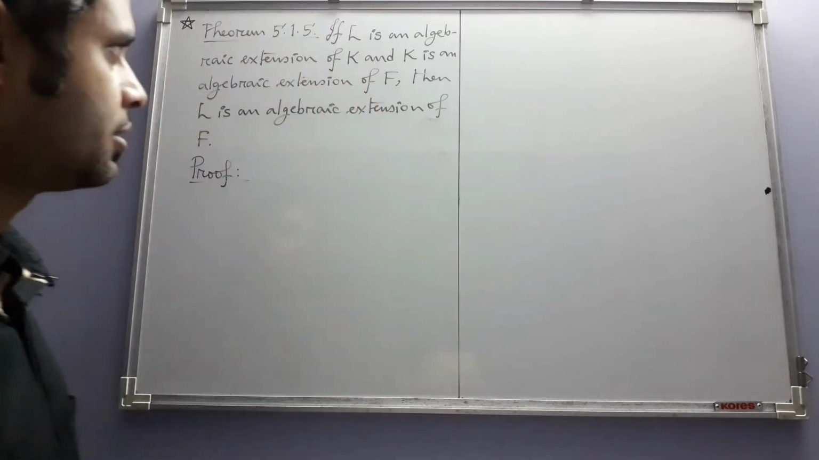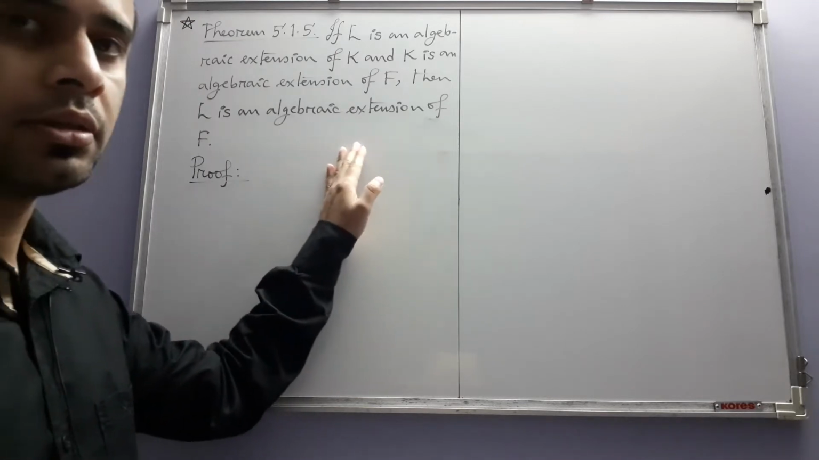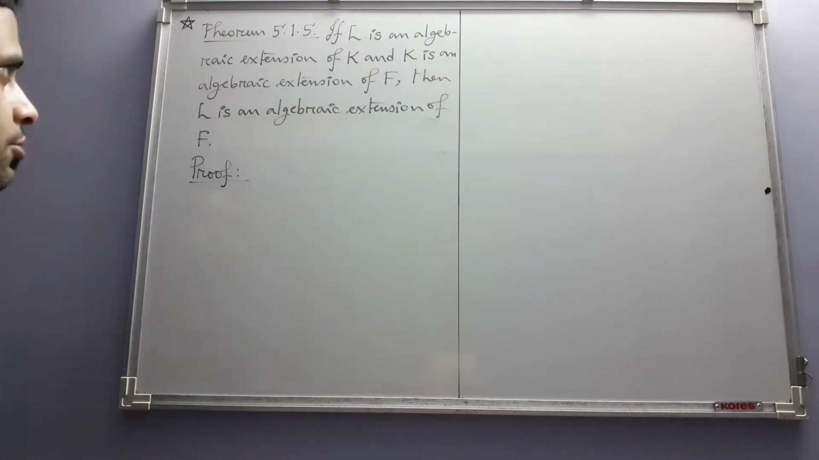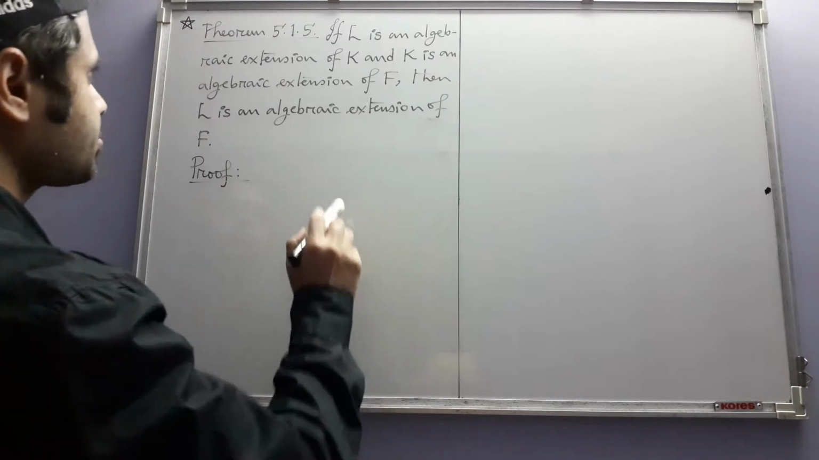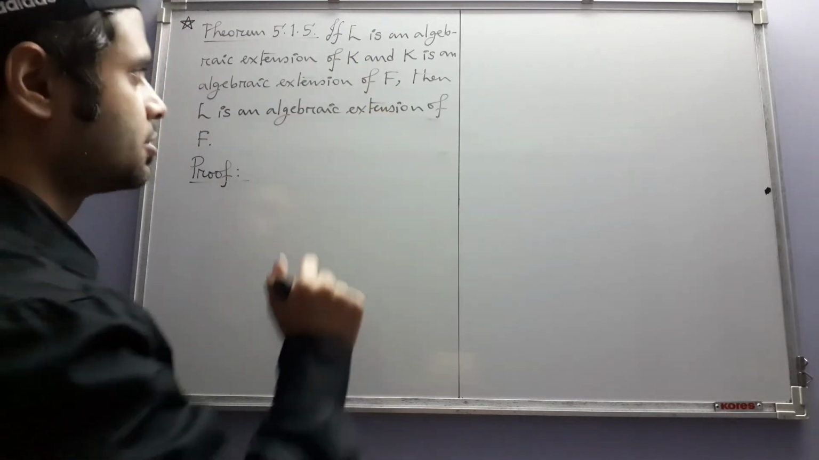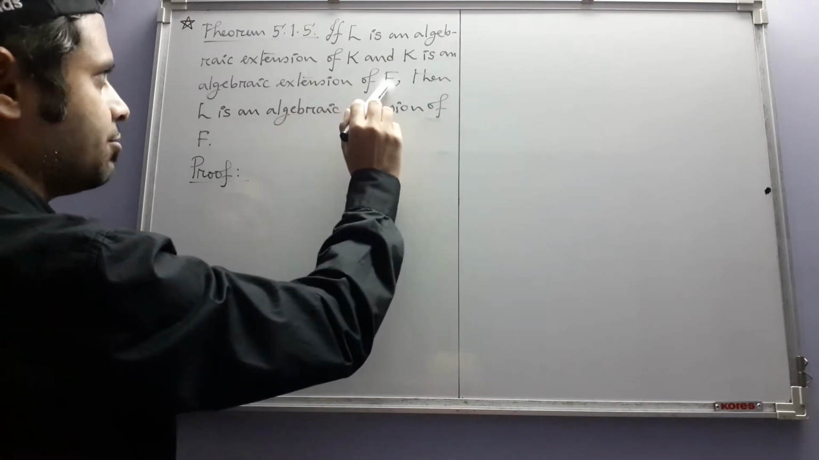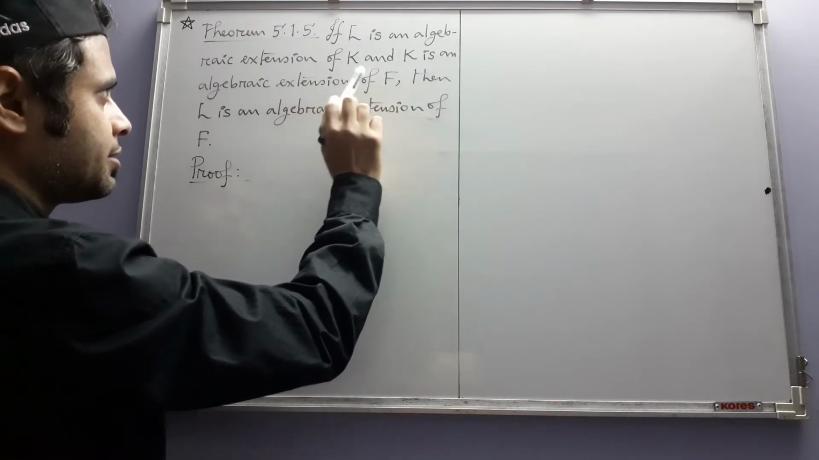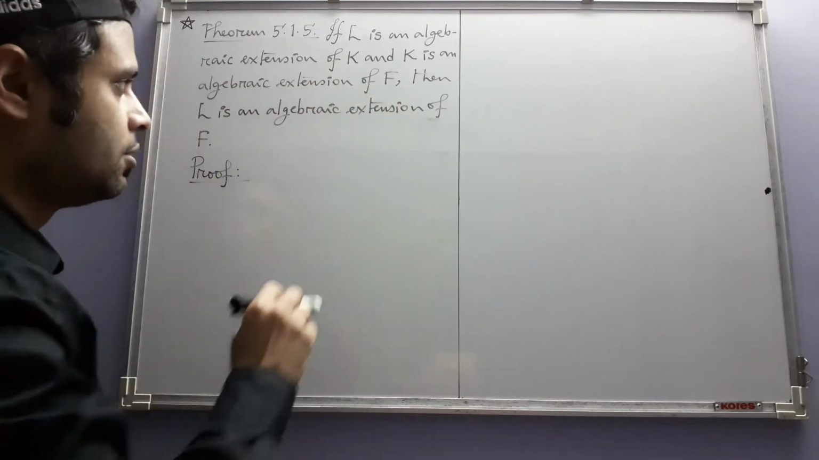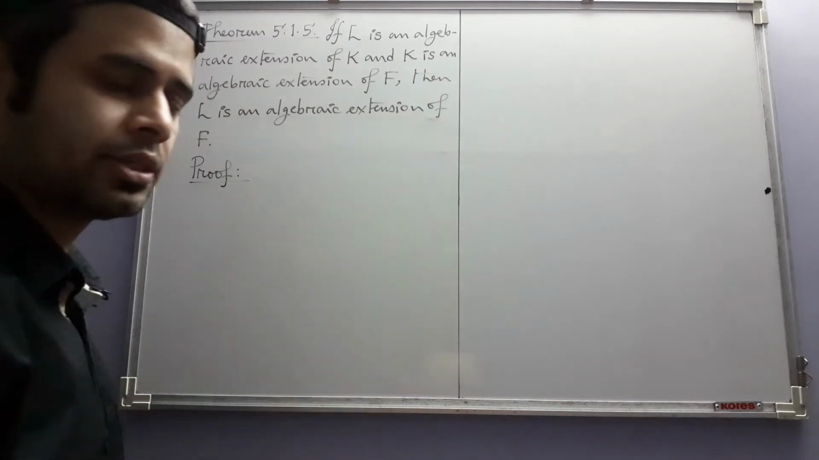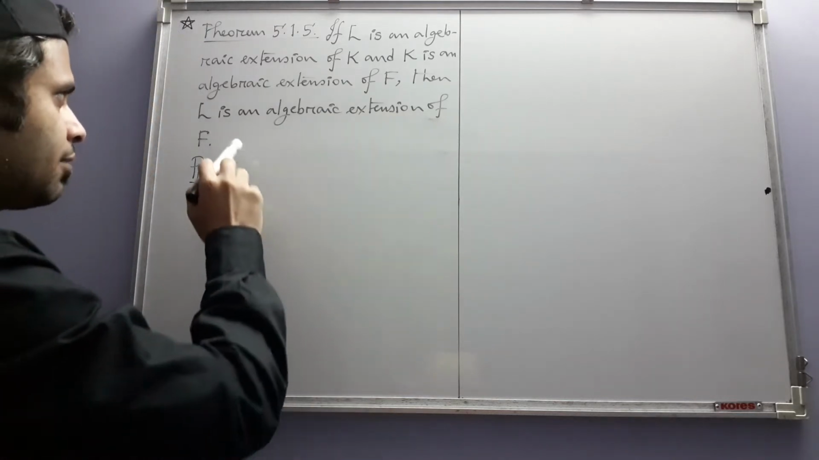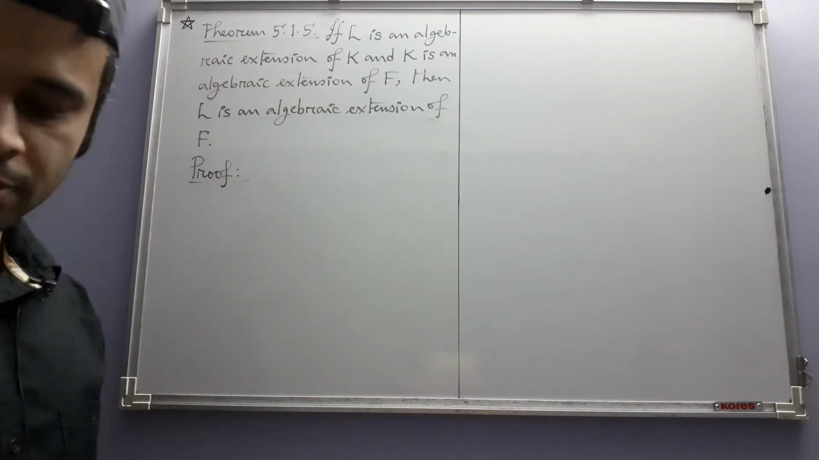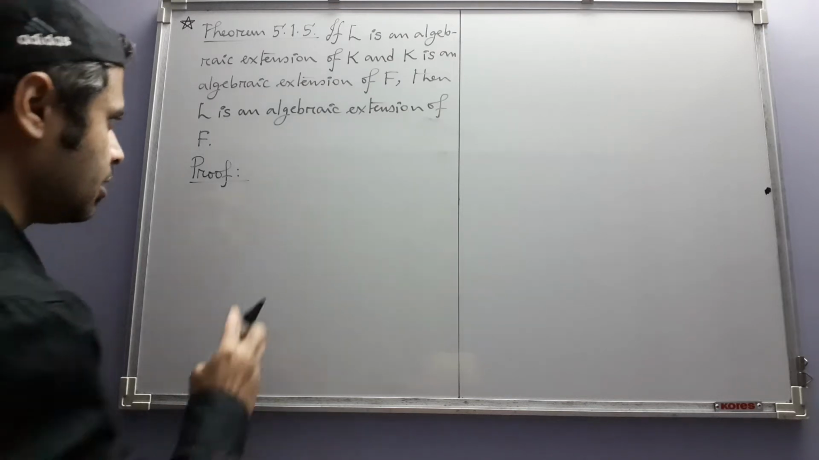Anyway, in the last video I got confused in the proof of this theorem, so let's go through it once more. We are given three fields L, K and F. It is given that L is an algebraic extension of K and K is an algebraic extension of F. We need to prove that L is an algebraic extension of F. That means we have to prove that every element in L is algebraic over F. So let us start by choosing any element in L.